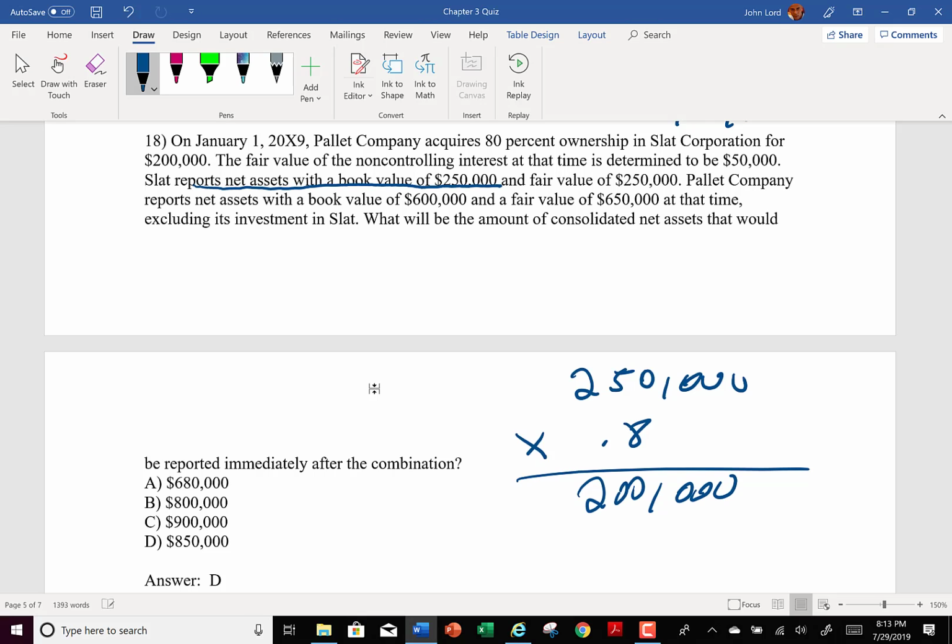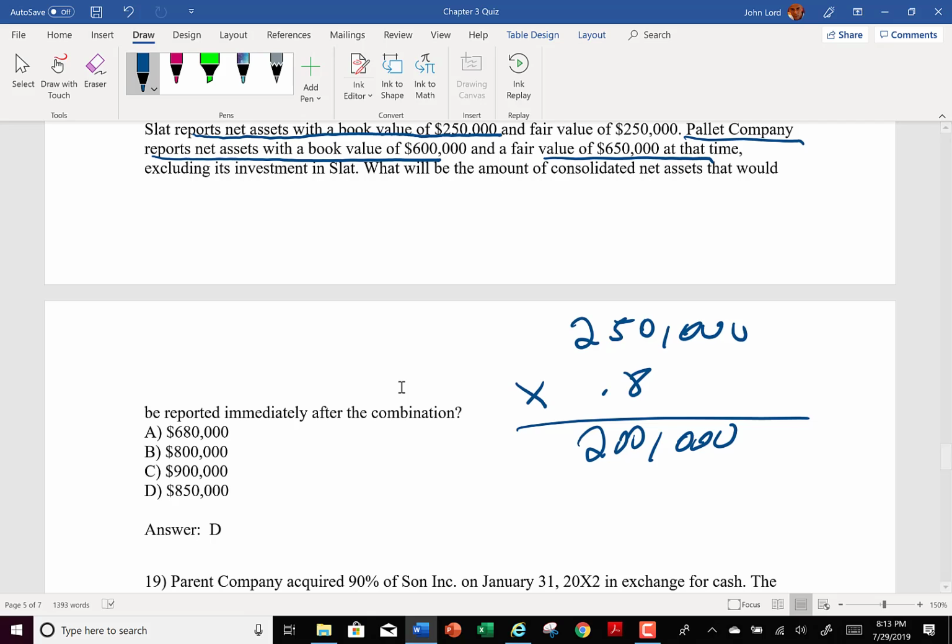$200,000. Okay. And so when I look at my net assets immediately after, I have what? I have net assets of Pallet Company, the parent's book value of 600, fair value of 650. What should I pick up for the parent's net assets? Book value or fair value? Book value, good. So that's 600,000. Good. Then I have to pick up what?